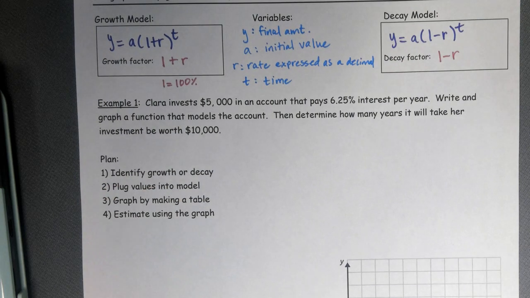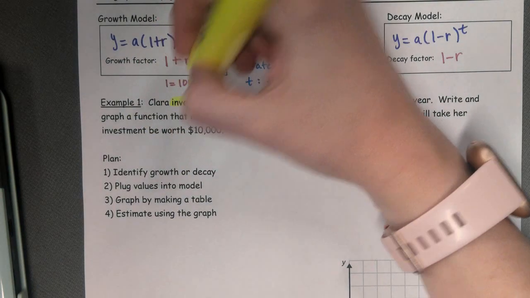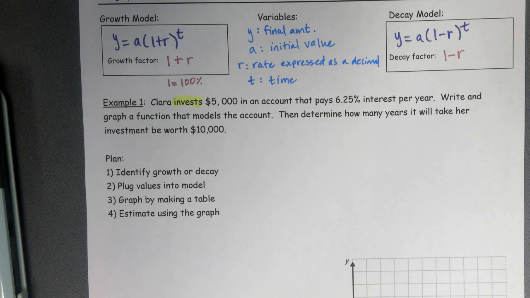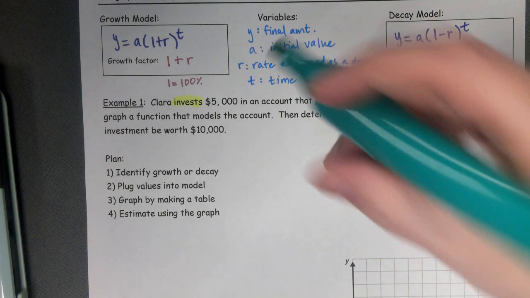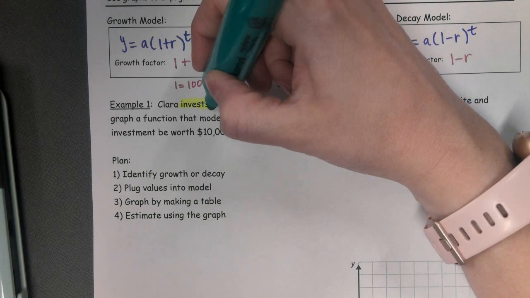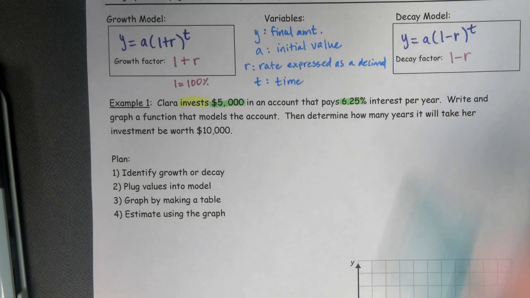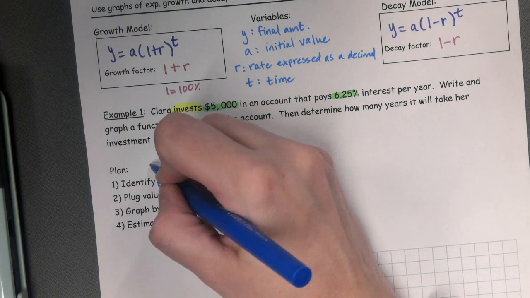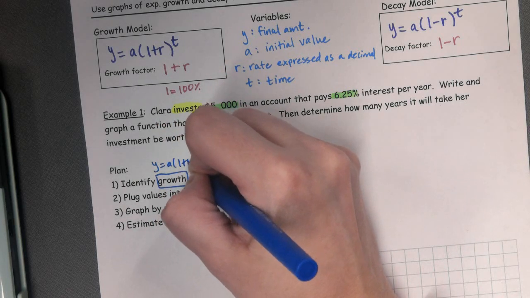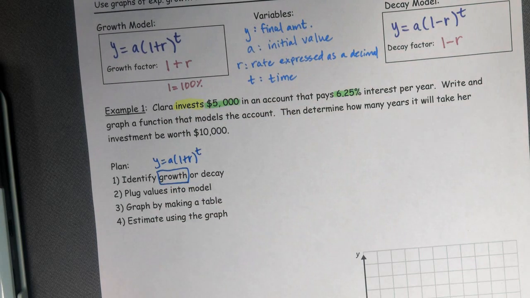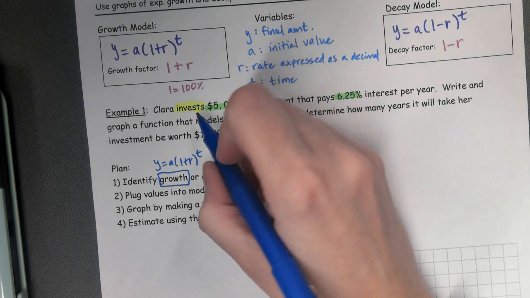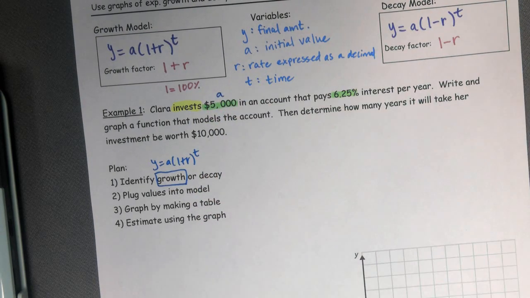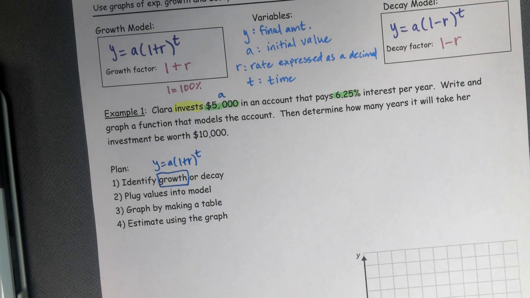The first thing we want to do is identify whether it's growth or decay. So if she's investing money, right, she's investing $5,000 and they're paying interest, is that going to be growth or decay? It's going to be growth. Okay, so we're going to follow our growth model. So this one is going to be a growth model, which means we're going to use 1 plus r to the power of t. So the initial value is how much she invests. So the a value is 5,000.